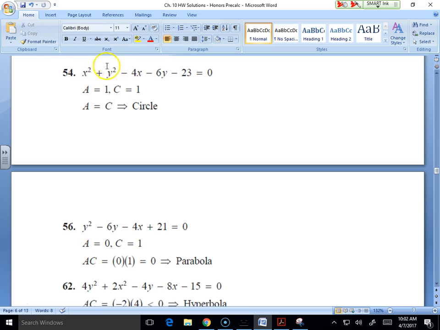Equals 1. Both are squared and both of them have the same coefficient. So what if it was 2x squared plus 2y squared? Circle. 3x squared plus 3y squared? Circle. Unless it's a degenerate, a hidden something else, like we saw in the example 2 days ago?